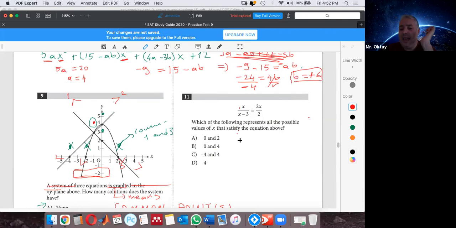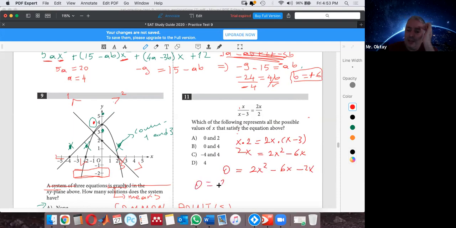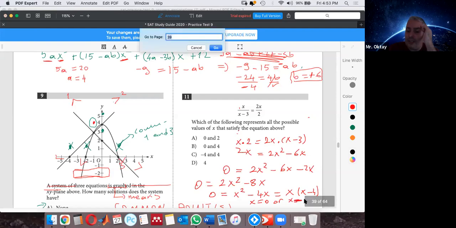That's it. X times 2. 2x times x minus 3. So 2x squared minus 6x, 2x. So 0 equals 2x squared minus 6x minus 2x. 0 equals 2x squared minus 8x. Now, since 2 is common, if I divide by 2, 0 equals x squared minus 4x. Now x is common. If I take x common parenthesis, x minus 4. So product of two things 0 means x is 0 or x minus 4 is 0.